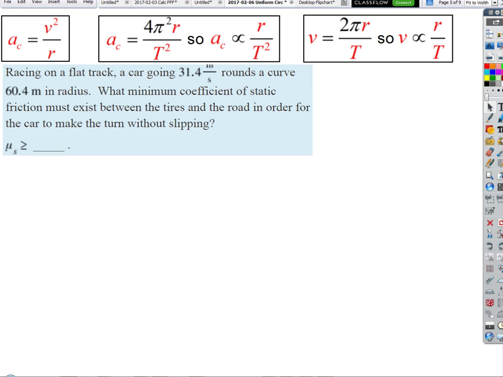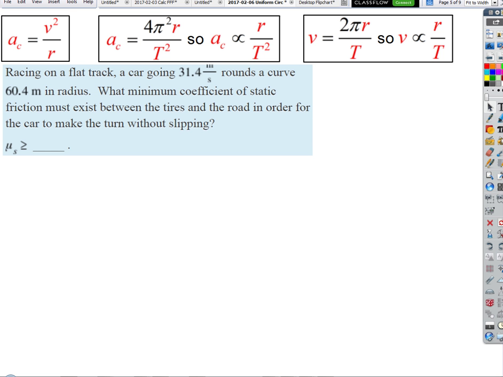Racing on a flat track, a car going 31.4 meters per second rounds a curve 60.4 meters in radius. What minimum coefficient of static friction must exist between the tires and the road for the car to make the turn without slipping? Okay, so seen from above, this guy's just going in a circle, right? What if I draw a free body diagram?